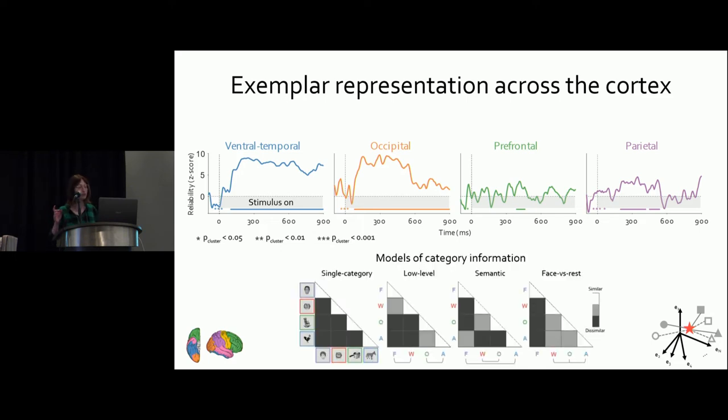So to test this, we designed 4 models of category information. They're also based on the relations between the categories in the regions that I didn't show in more detail. In all of these models, we assume that the exemplars within each category are fully similar to each other. That's the white regions. And between categories, the single category model assumes that they're fully dissimilar. The other 3 models build on this, but add a hierarchy of relations between the different categories. So, for example, the low-level model assumes that round photos, the human faces and the watch faces, are actually more similar to each other than they are to the other categories.